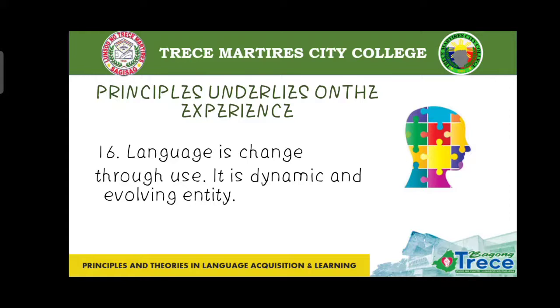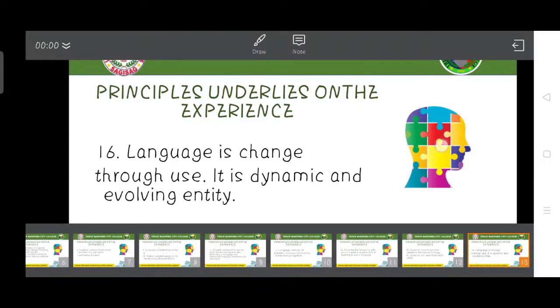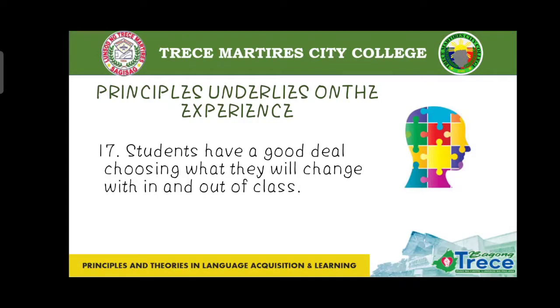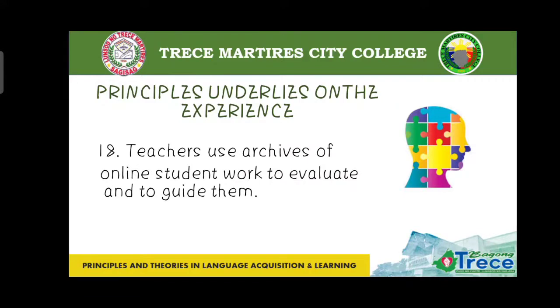On the 17th, students choose what to write and which topics to research. So the students have a good deal of choice in what they will write within and out of class. And the last observation from the activity is this: the students are to write the draft of their wiki update and email it to their teacher. She adds it to each student's electronic portfolio. So we could see that the teacher used archives of online student work to evaluate and to guide them.